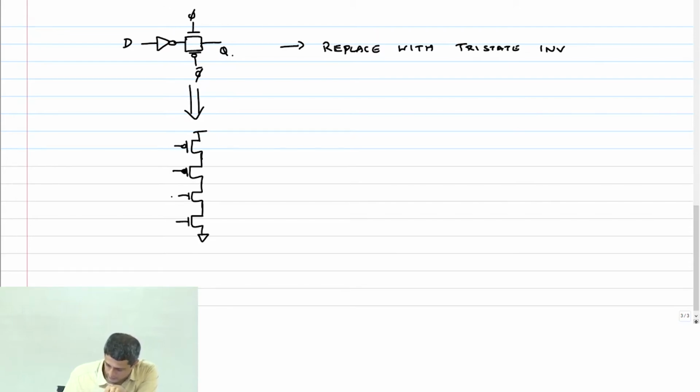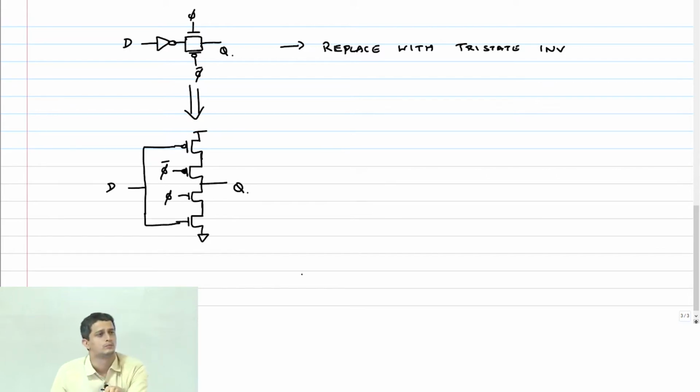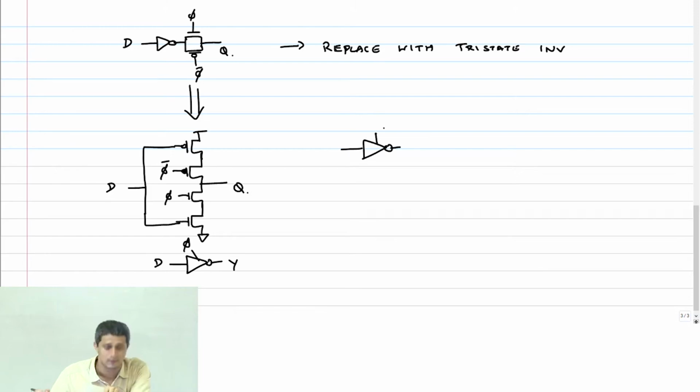So here I said this is phi bar, and this will be my D, and this will be my Q, right? So I will represent this with a symbol like this, an inverter and an enable phi. It means phi is connected to the NMOS transistor, phi bar is connected to the PMOS transistor. That's what the symbol means.